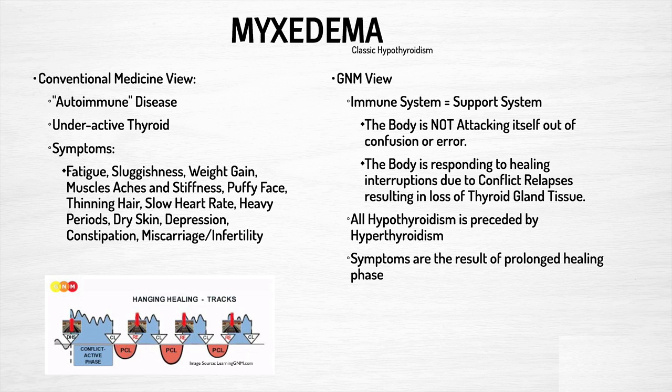Now, from the GNM point of view, long-term lasting hypothyroidism is not because the body's attacking itself out of confusion or error. The body is responding to healing interruptions due to conflict relapses that result in loss of thyroid tissue. So all hypothyroidism, this myxedema, there was a period at one point where there was hyperthyroidism. And when the person is hyperthyroid, and you can see it in this conflict active phase of this hanging healing chart, you are hyperthyroid, then you get into this healing phase, but you never finish the healing. And so people, there are tracks and triggers.